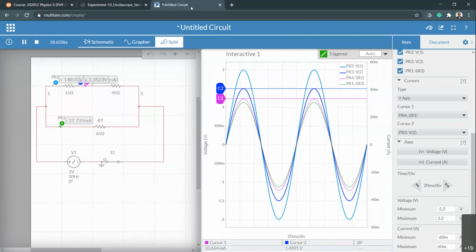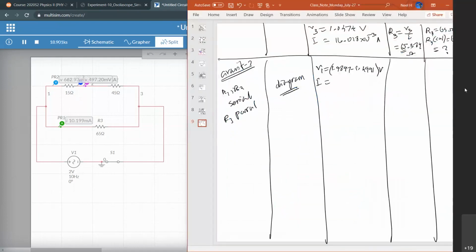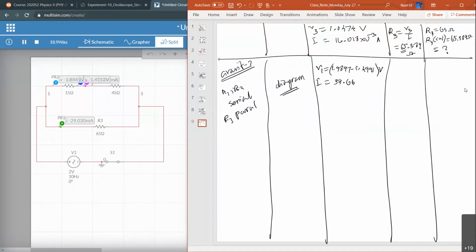33.664 milliamps, okay. Then take the ratio between these two. That will be the value of R1, which is measured V1 over I.